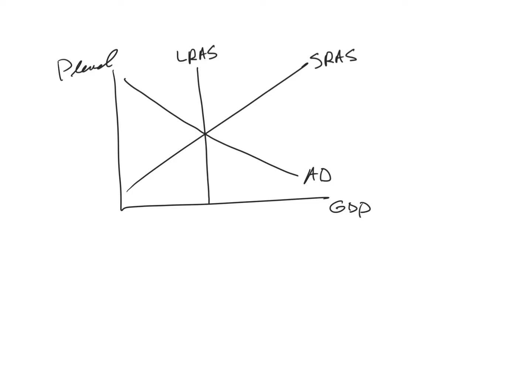Now we're going to apply what we learned about the aggregate supply and demand curve to the Great Depression and World War II. Here we have our price level, GDP, long-run aggregate supply. Keep in mind this is the natural level of output and implicitly the natural rate of unemployment.